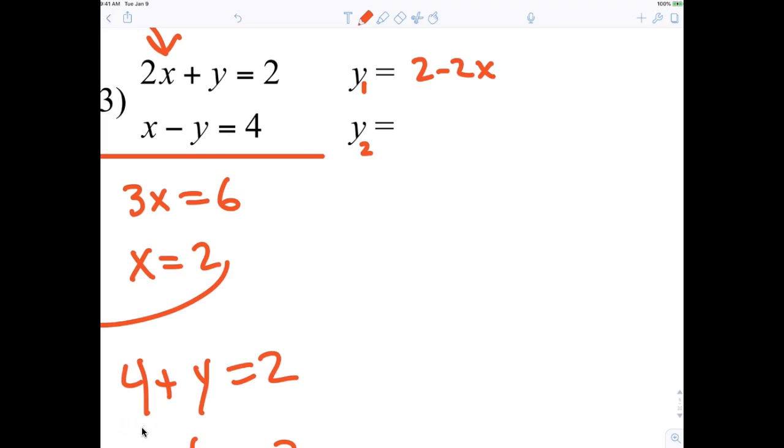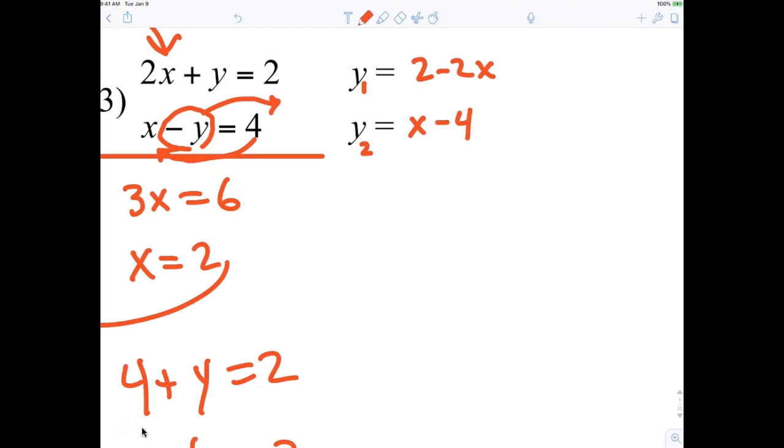And under y2, I want the y to be positive, right? So I'm going to move this over here and this over here. So you should be able to say that y equals x minus 4. Everybody look at that. Does everybody agree with me? I'm expecting you to be able to quickly solve those for y. All right, is everybody good?